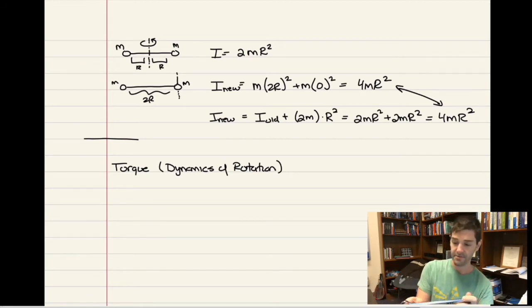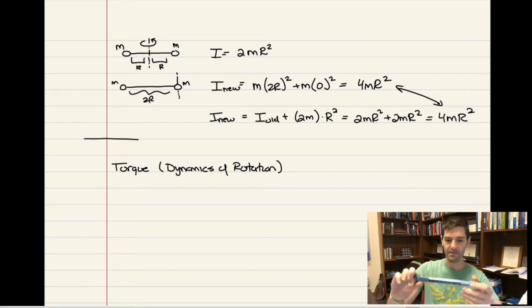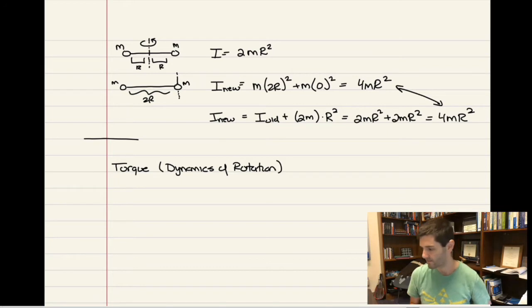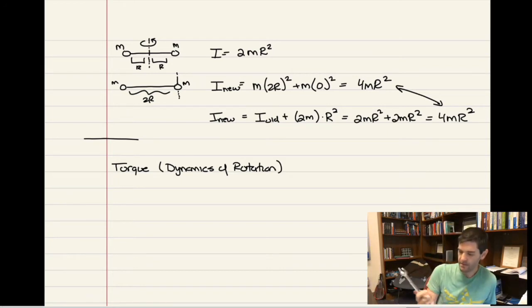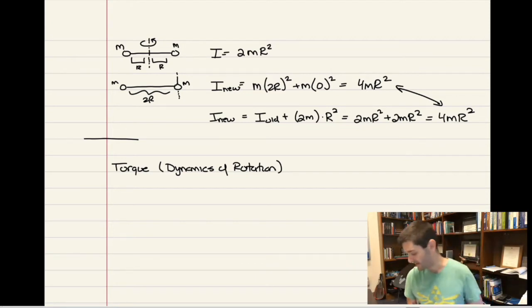This will still come down to forces. It's not like forces are going to disappear. To crank a wrench, you have to apply a force to the wrench in order to make it turn. And then the wrench applies a force to the screw, and the screw rotates. So what is the best way to get the most bang for your buck if you're trying to get something to rotate? That is the idea behind torque.